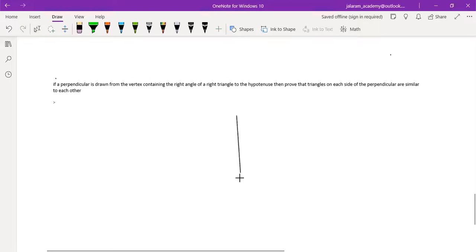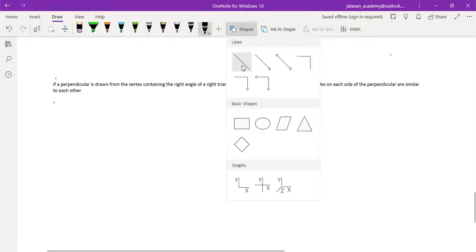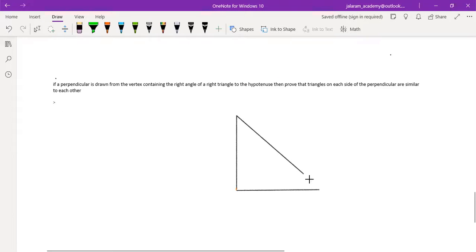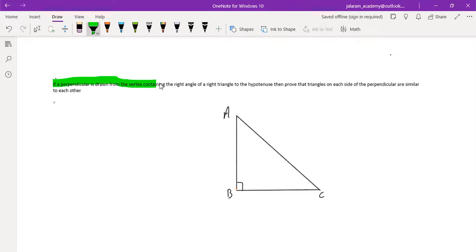So first of all, we have to draw a right triangle. Draw a right triangle first of all, with B as the vertex at the right angle. In the question, if a perpendicular is drawn from the vertex containing the right angle, meaning B, it is given. So first of all, the presentation must be like this, given.